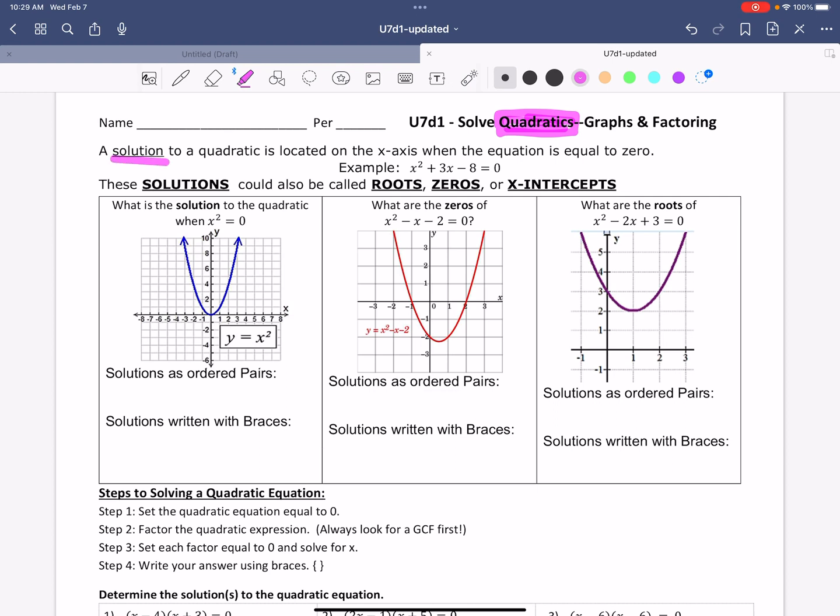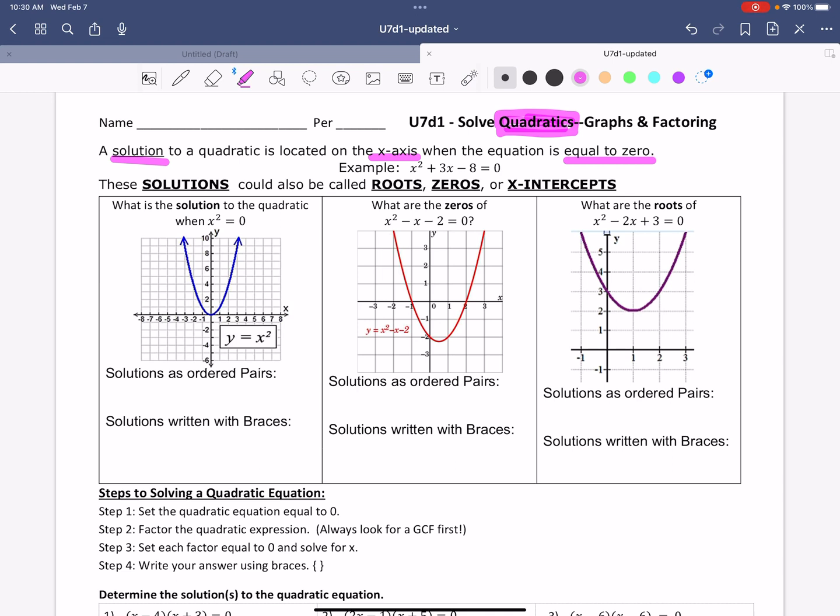The definition of a solution is where it is located on the x-axis when the equation is set equal to 0. And we're going to do this in two different ways. One way is when we're already given a picture of a graph, and all we're going to do is look at the x-axis. The second way is when we're given an equation, and we have to do a little bit of work ourselves to set it equal to 0 and find those numbers. So let's delve into what solutions are.